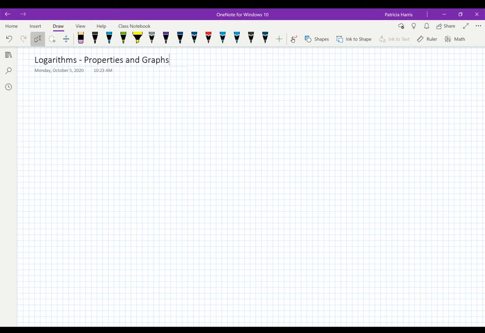Okay, so today we're going to start talking about logarithms. First, we're going to start out with what exactly a logarithm is, some of its properties, and then we're going to move on to graphs. So let's start out with what a logarithm is. Okay, so before we answer that question, though, we need to know what an exponential is.